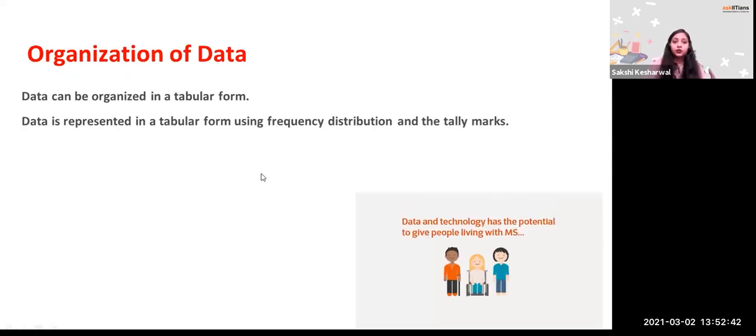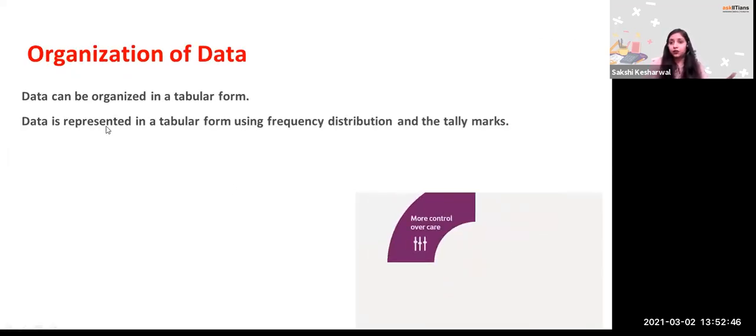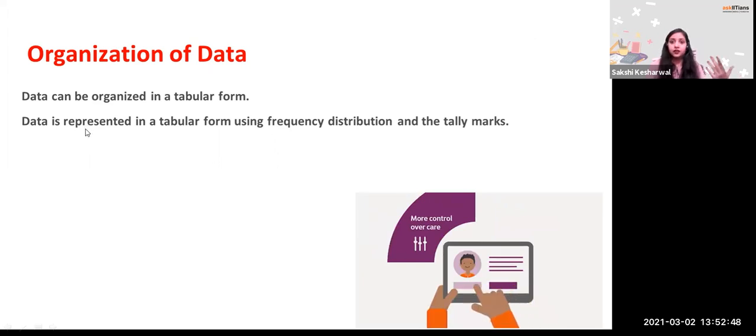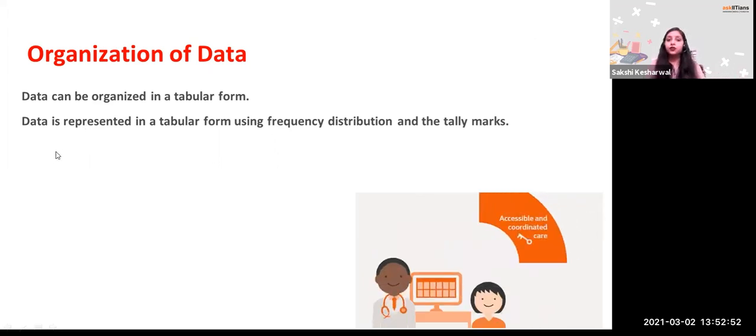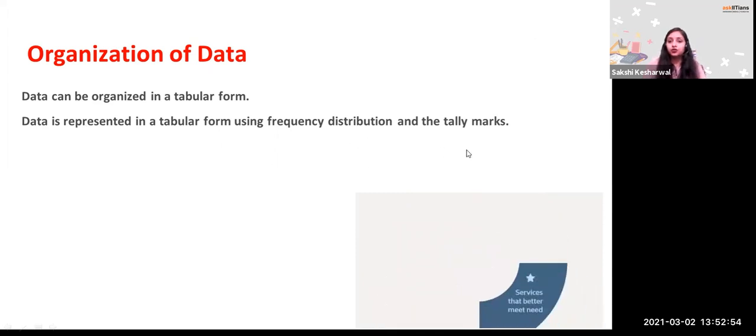Okay, now you organize it. Data can be organized in a tabular form. Later, as I said, in a pictograph or a bar graph, whatever you like. Data is represented using a frequency distribution and tally marks.